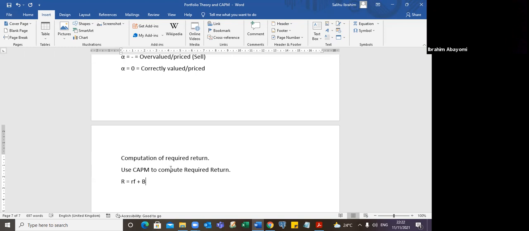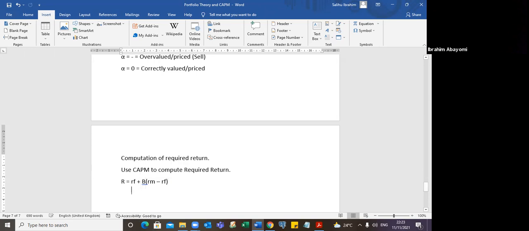Risk-free plus beta into bracket, return on the market minus the risk-free. You can't tell me that you have not seen this formula before. Of course, everybody has seen this several times. This is the formula you need to compute your required return. The only thing I want to discuss as an addition is how you compute your beta.